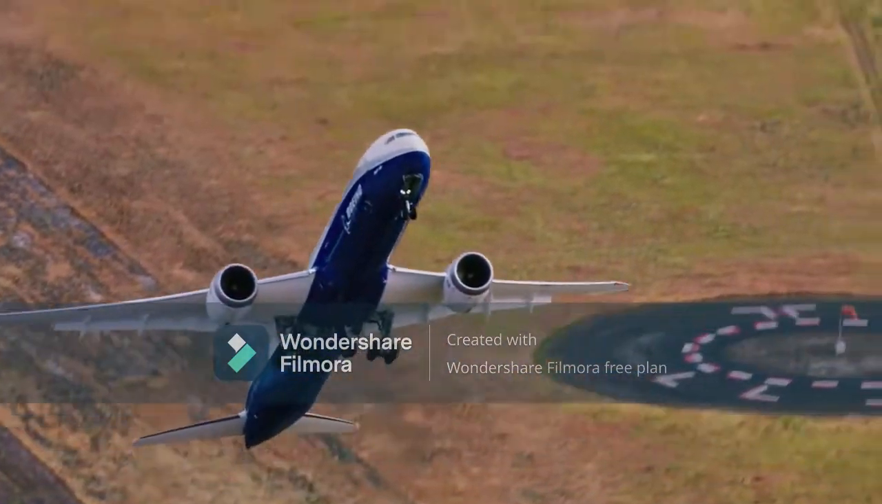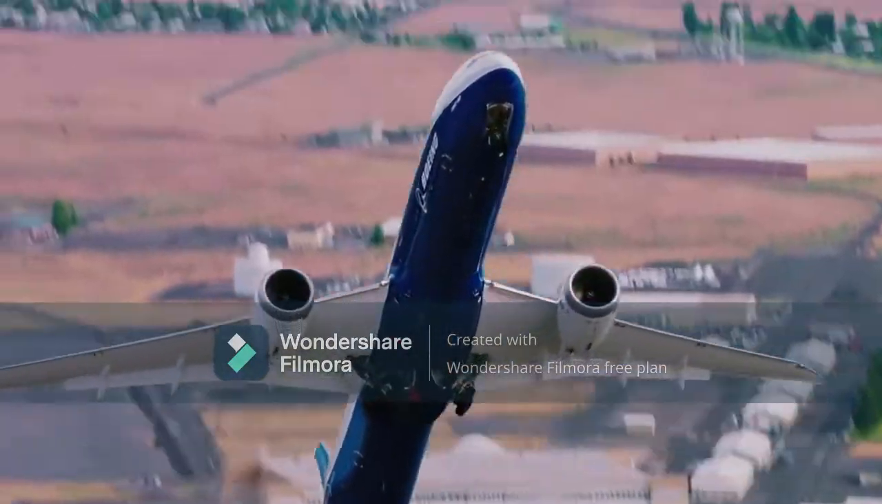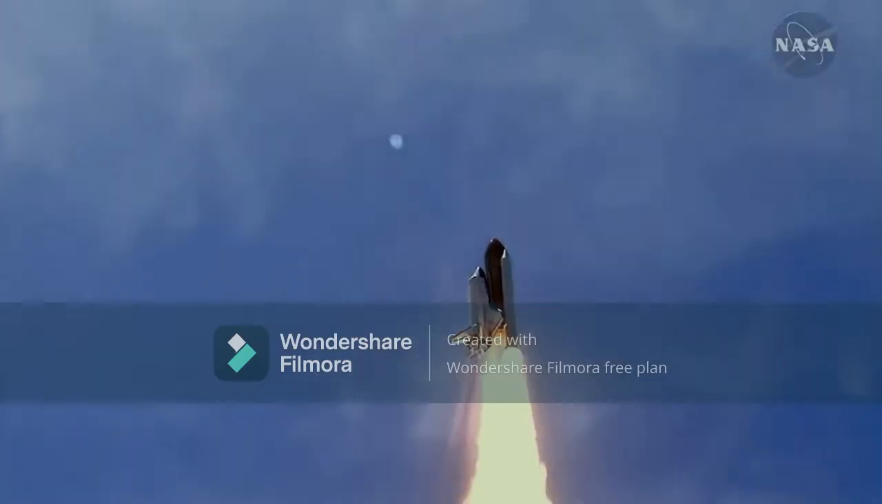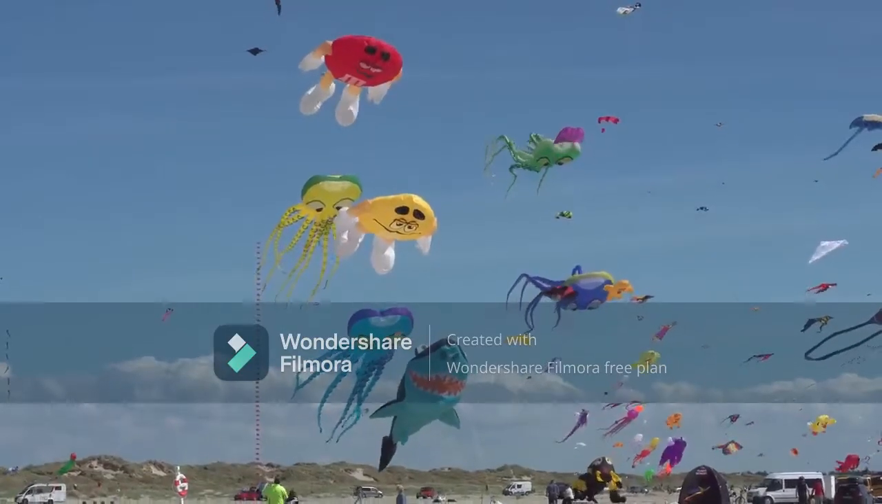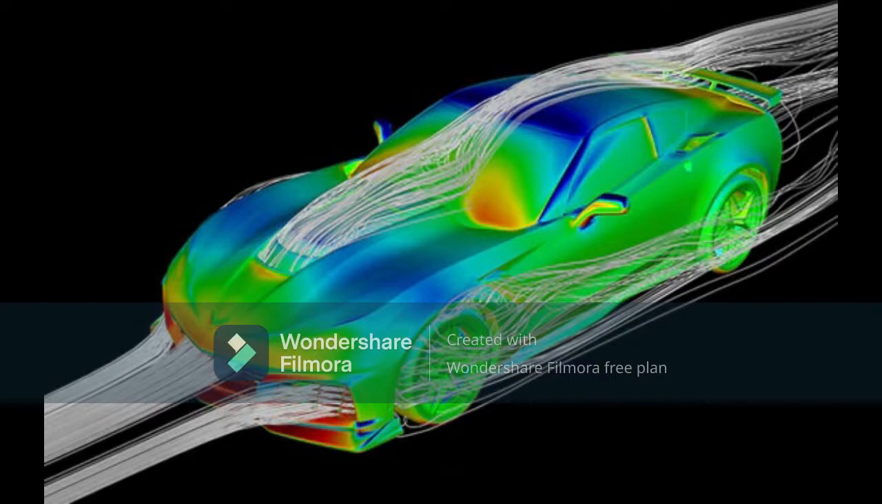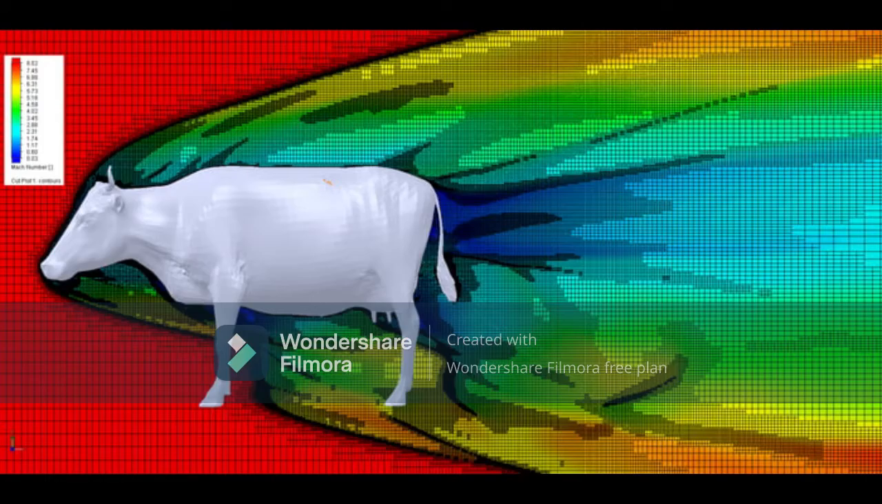Aerodynamics is the way air moves around things. The rules of aerodynamics explain how an airplane is able to fly. Anything that moves through air reacts to aerodynamics. A rocket blasting off the launch pad and a kite in the sky react to aerodynamics. Aerodynamics even acts on cars, since air flows around cars. Also, cows.